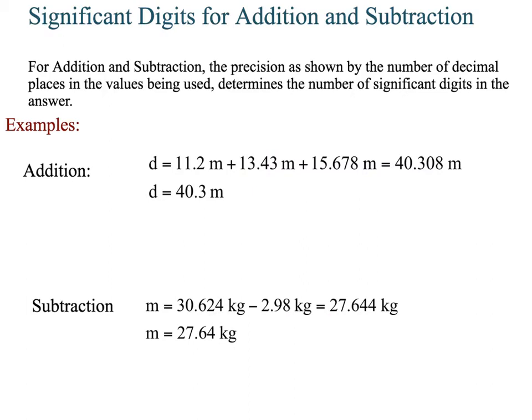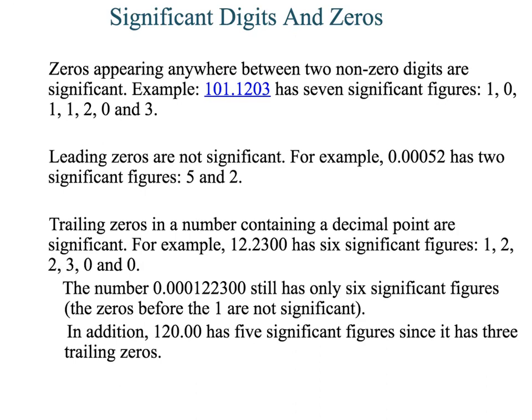So the last thing that we need to go over is the rules for zeros for significant digits, because they can get a little bit confusing. Let's review those rules. Zeros appearing anywhere between 2 non-zero digits are significant. So in an example here, we have the number 101.1203, and it has a couple zeros in it. The rule states that if these values are between non-zero values, they count towards significant digits. So in this case, all of these digits are significant, and that would be measured with significant digits and have 7 significant figures. Sometimes we say figures, sometimes we say digits, it's the same thing.